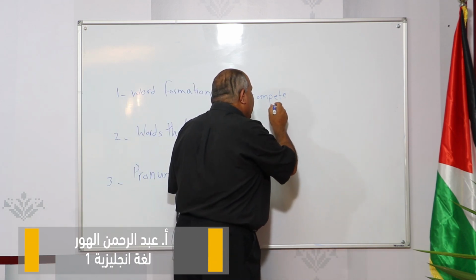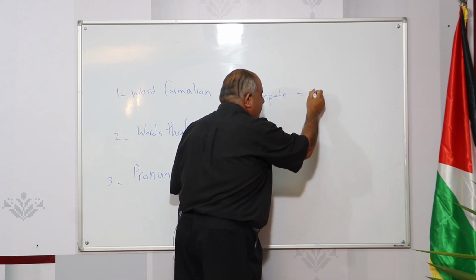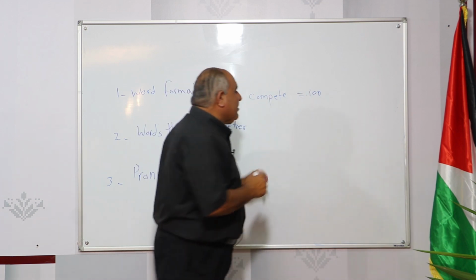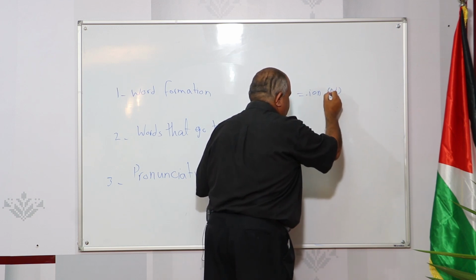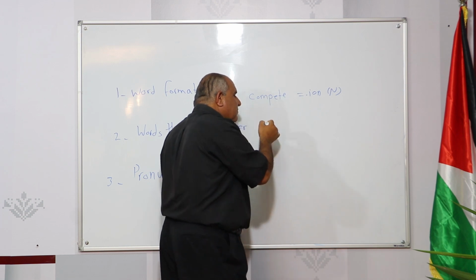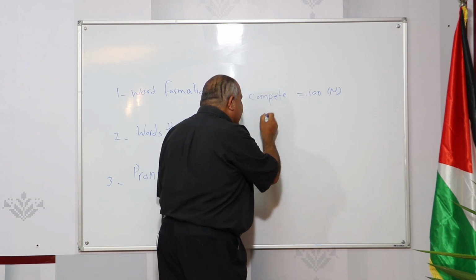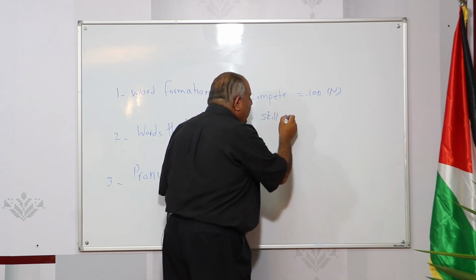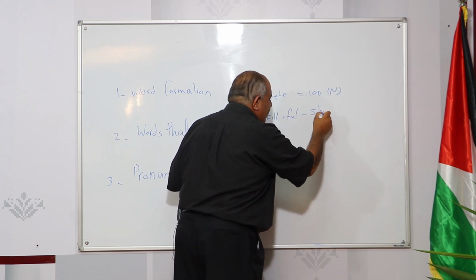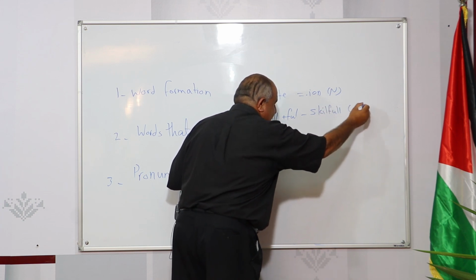Now we see, if we add to this ION, the word becomes competition. Competition, which is a noun. Now, in other contexts, you have, for example, a skill. You add to it full, it becomes skillful. Skillful, which is an adjective.